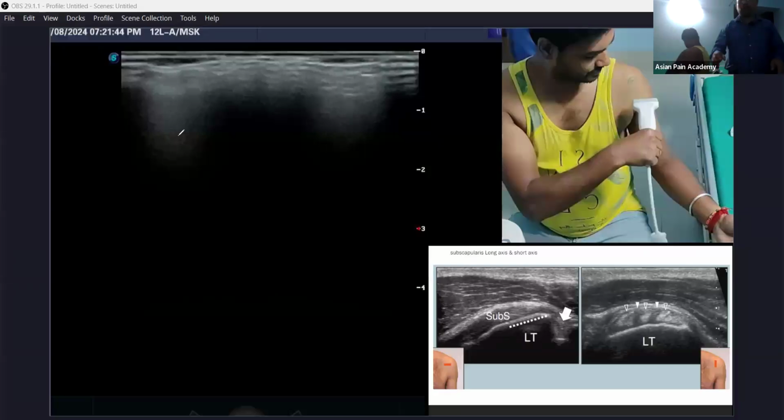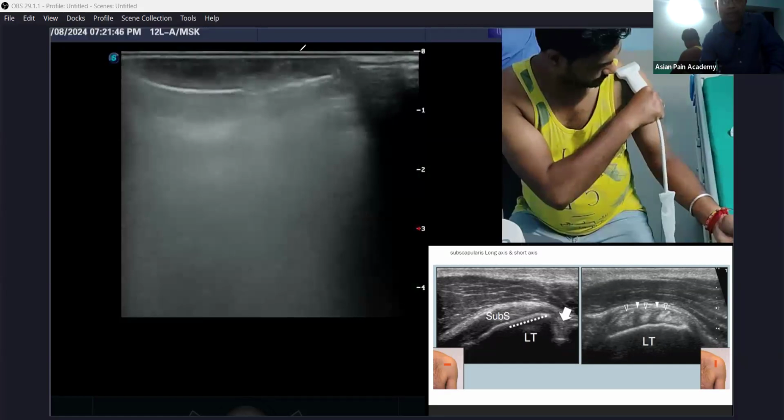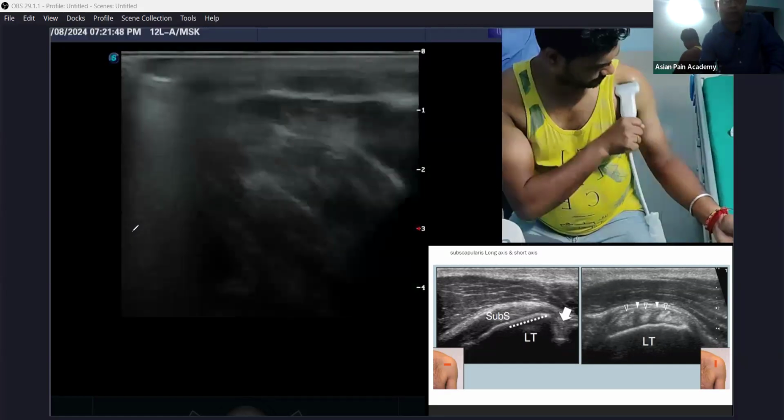Okay. So next, let us go to the most important tendon, that is the supraspinatus tendon. So here also we will see the supraspinatus tendon in a short axis and long axis view.